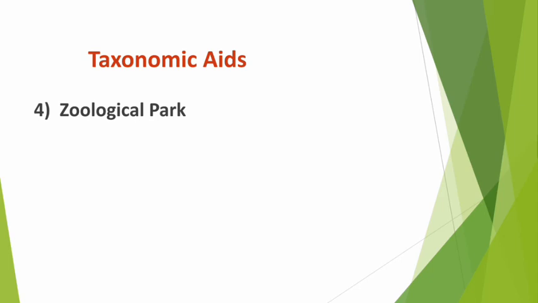Zoological Park means we can say zoo. I hope you have visited the zoo. Why do we visit a zoo? To see animals. In the zoo we are preserving or conserving animals in an open environment, but in a protected way. We collect some animals from their habitat. They are in wild form. If we find that they are in danger, then we take them to the zoo.